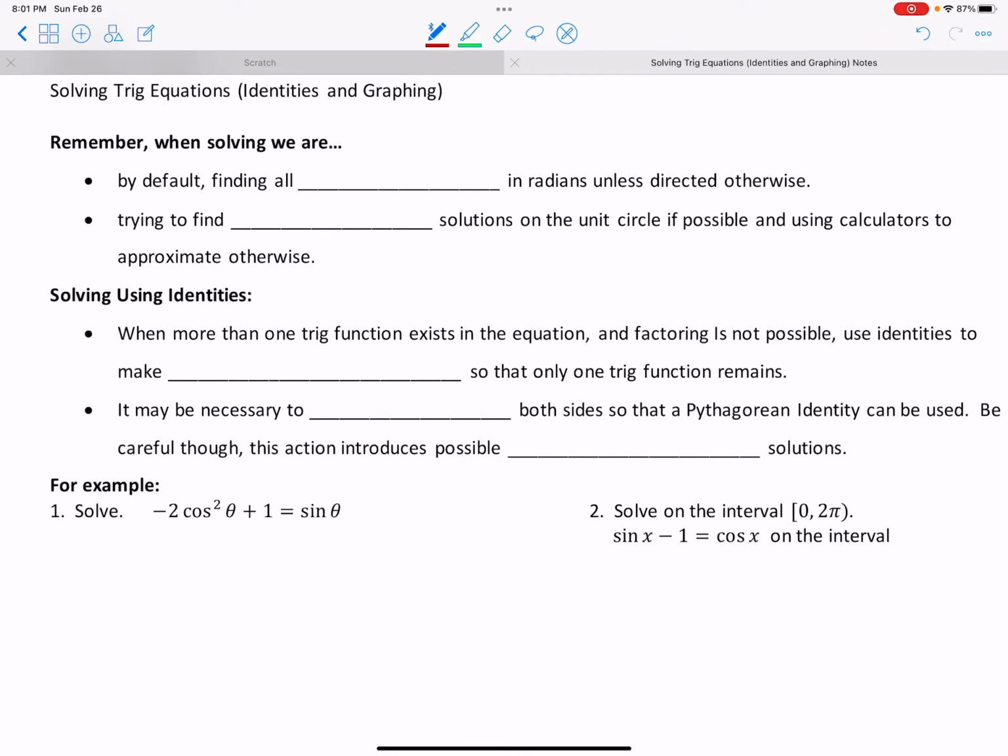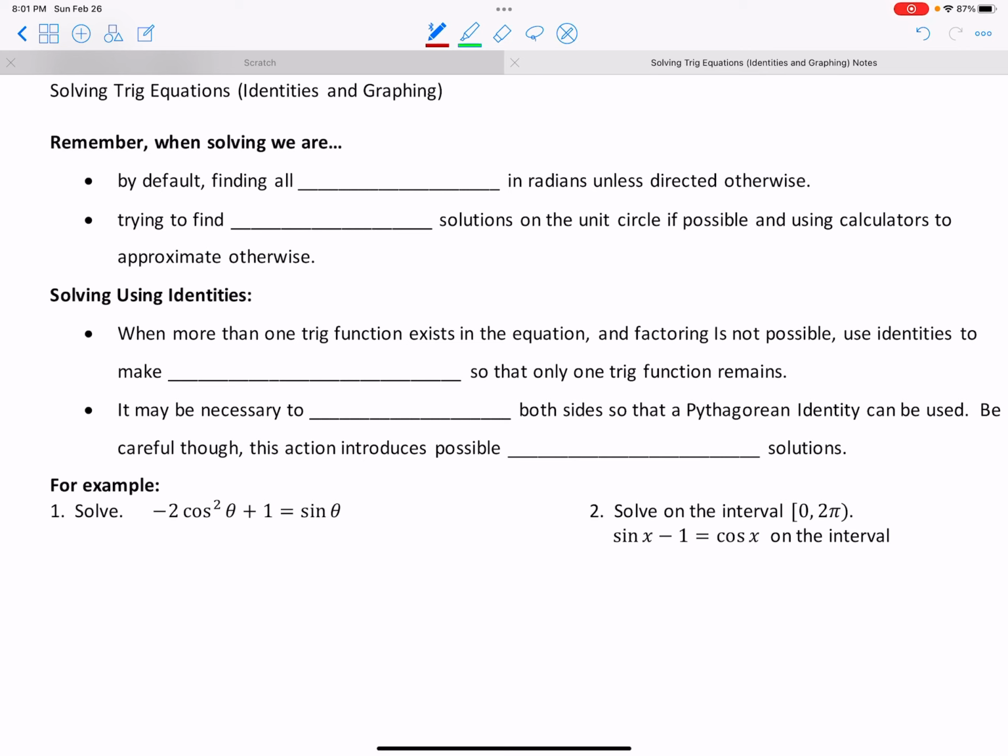Welcome to our lesson on solving trig equations, today using identities and by graphing. So we've already looked at how factoring could be useful in solving and how we can use inverse operations to get one trig function in an equation all by itself, which looks pretty typical to what we see in an algebra class. So we're going to add to that toolbox today.